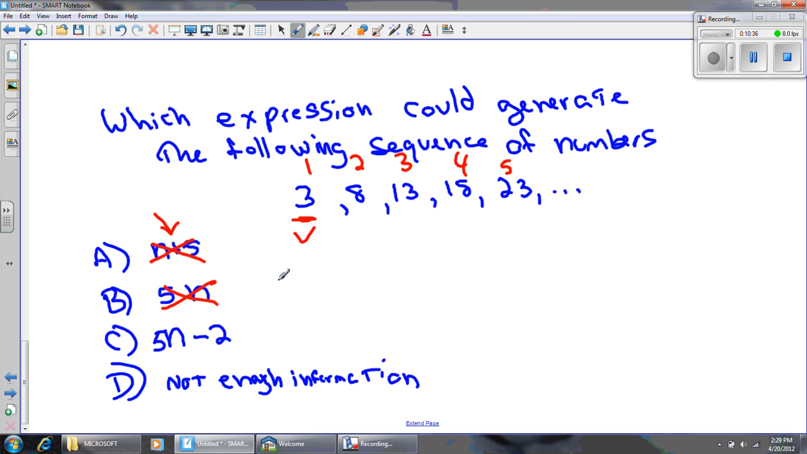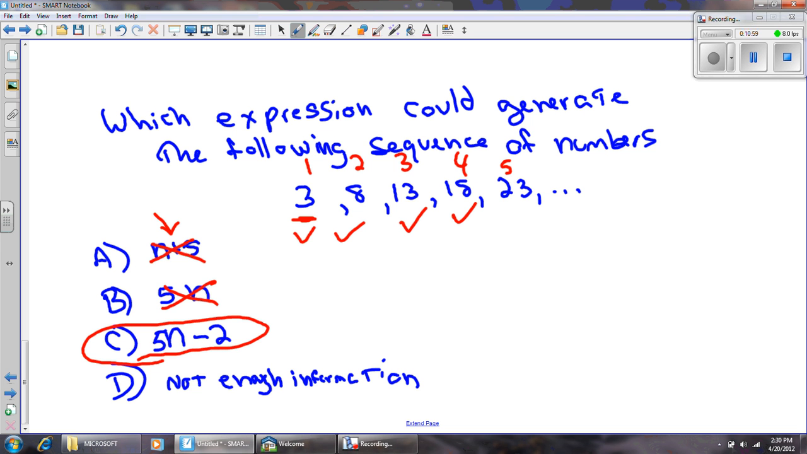I'm going to check 3 or 4 before I settle on the answer. All right, 2. 5 times 2 is 10, minus 2 is 8. That one checks. 3. 5 times 3 is 15. 15 minus 2 is 13. That one checks. And I'll check one more just to be safe. 5 times 4 is 20. 20 minus 2 is 18. It checks. C is your answer. Notice I didn't actually create the pattern. I tested the patterns they gave me. Remember that in math, you should read your answers first and then go read the question.